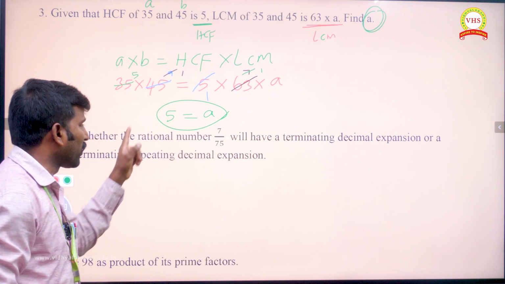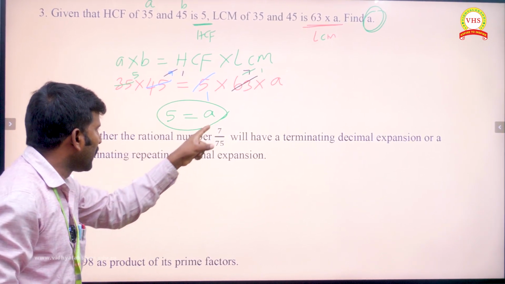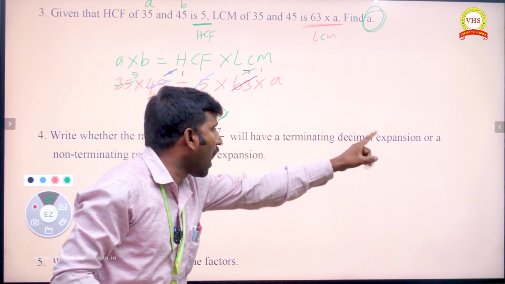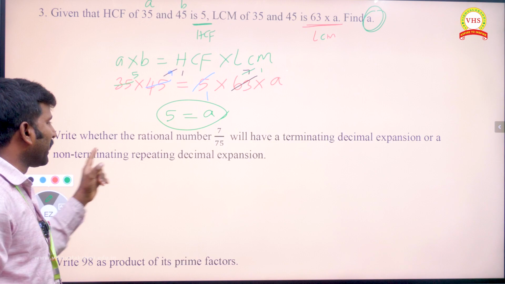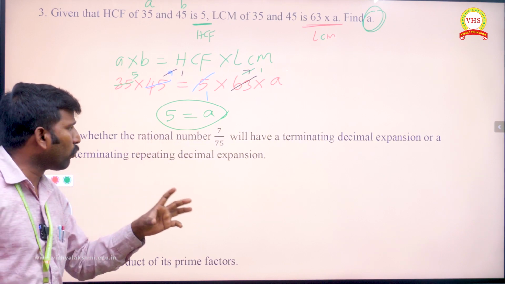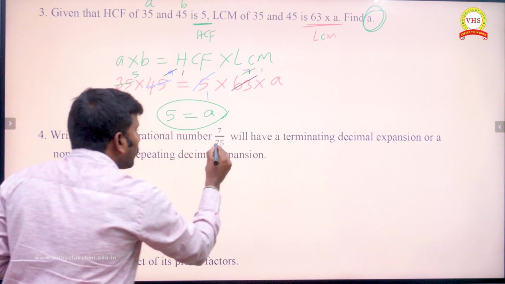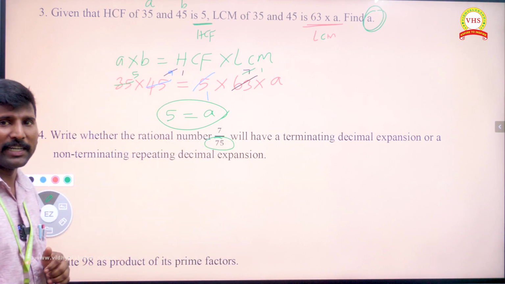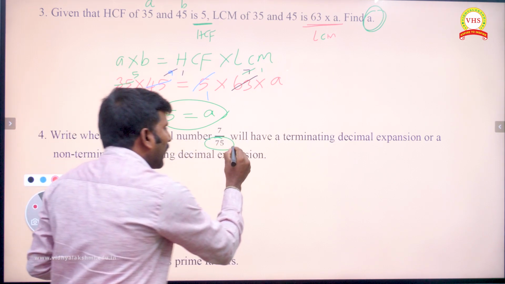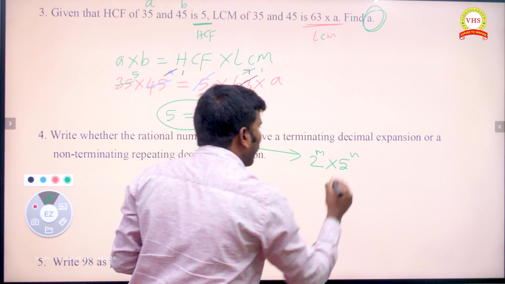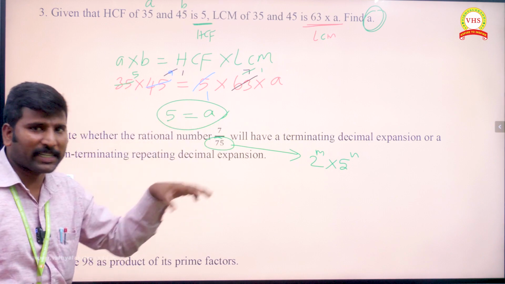Write whether the rational number 7 by 35 will have a terminating decimal expansion or a non-terminating repeating decimal expansion. See, without dividing this, we can say it by using the denominator. If the denominator contains only 2 power m and 5 power n, we can say it is terminating. It's terminating.